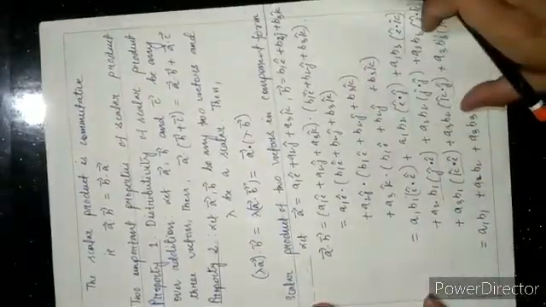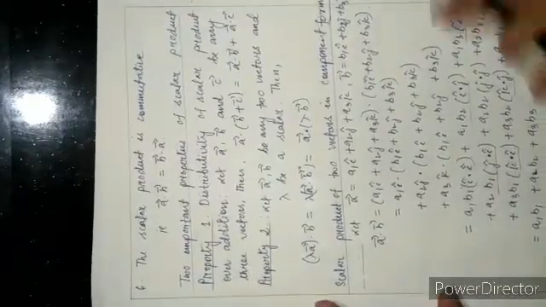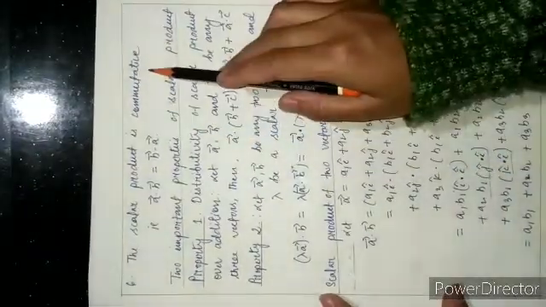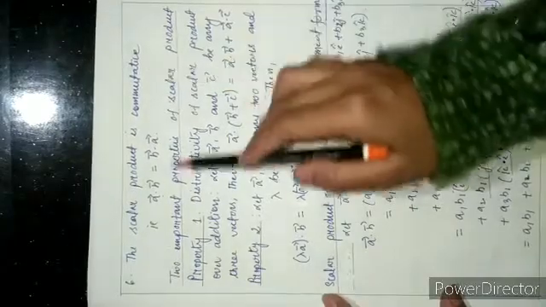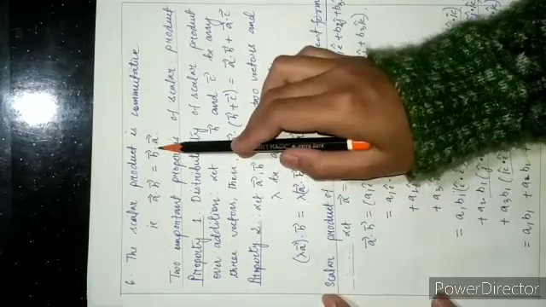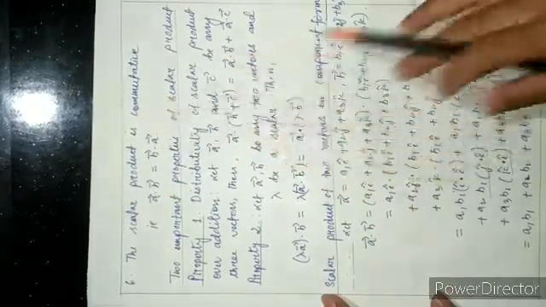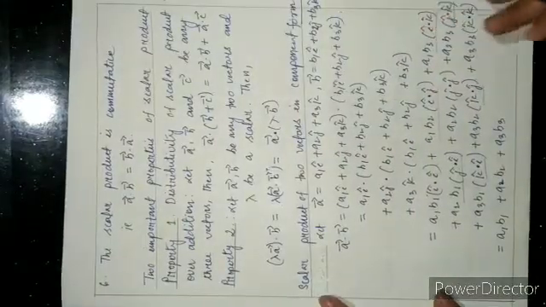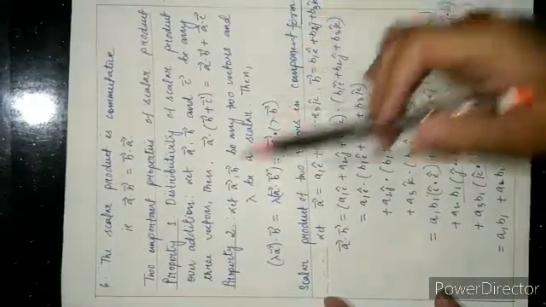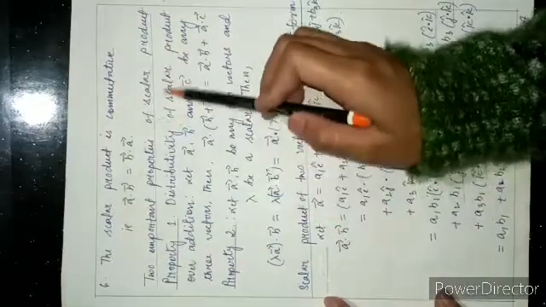Next, observation number 6. The scalar product is commutative, that is a dot b is equal to b dot a. This law is known as the commutative law. Next, two important properties of scalar product.